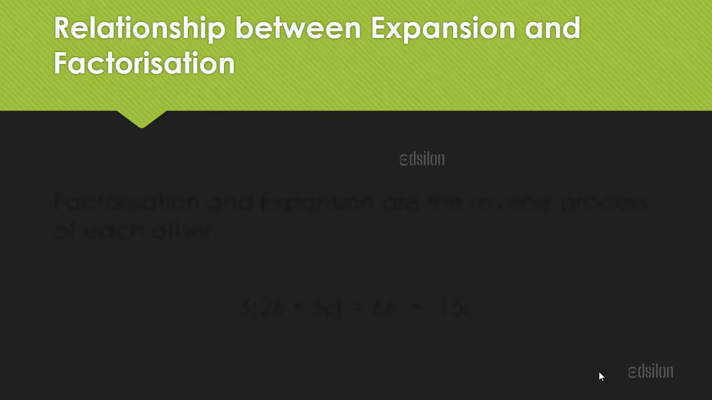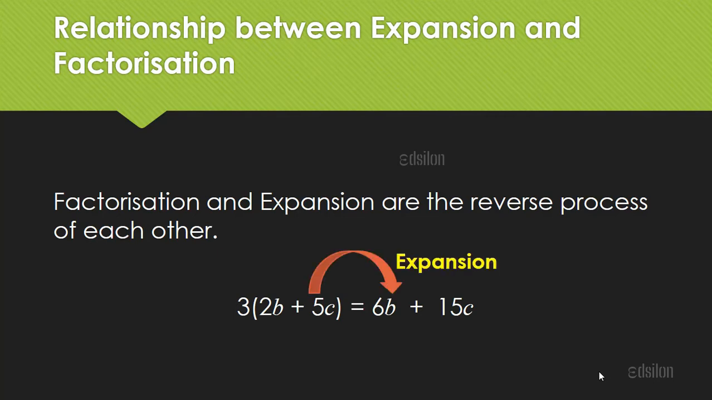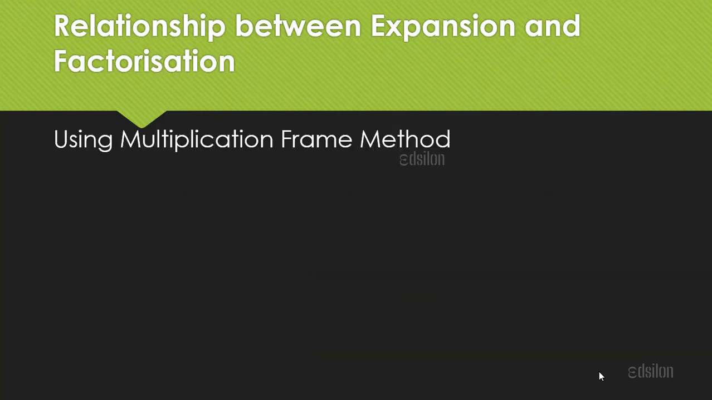How is factorization related to expansion? Well, factorization and expansion are the reverse process of each other. Let's take a look at this example again. From the product to the sum of terms, this process is called expansion. From the sum to the product, this process is called factorization. Let us examine the relationship between expansion and factorization further.